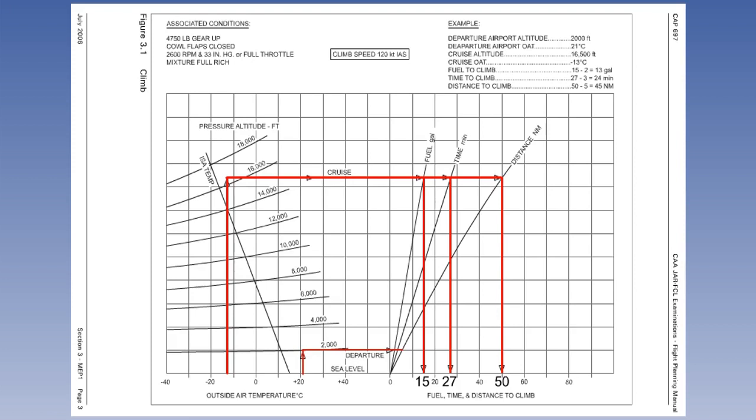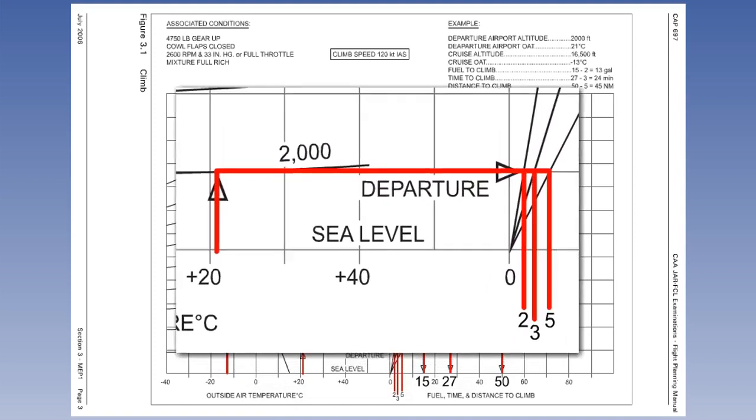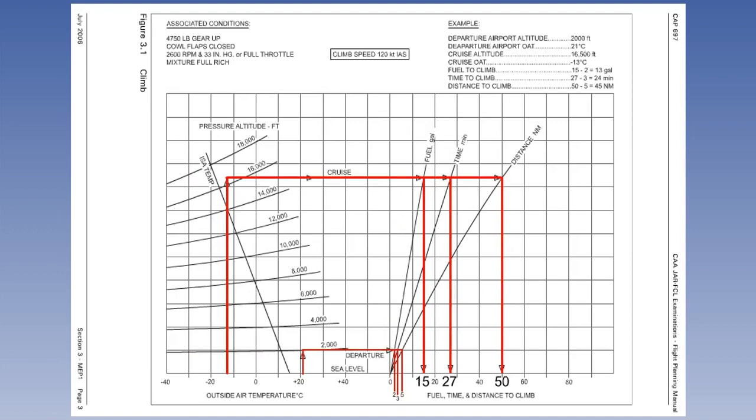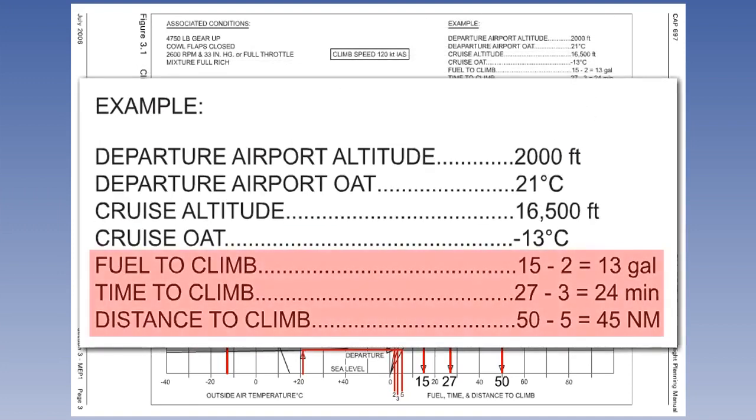Now go vertically down to read off the fuel, time, and distance figures, which in this case are 2 gallons, 3 minutes, and 5 nautical air miles. Subtract these figures from the climb from mean sea level to obtain the correct figures for the climb from the airfield to the cruise level. When you are ready, turn to Figure 3.2.